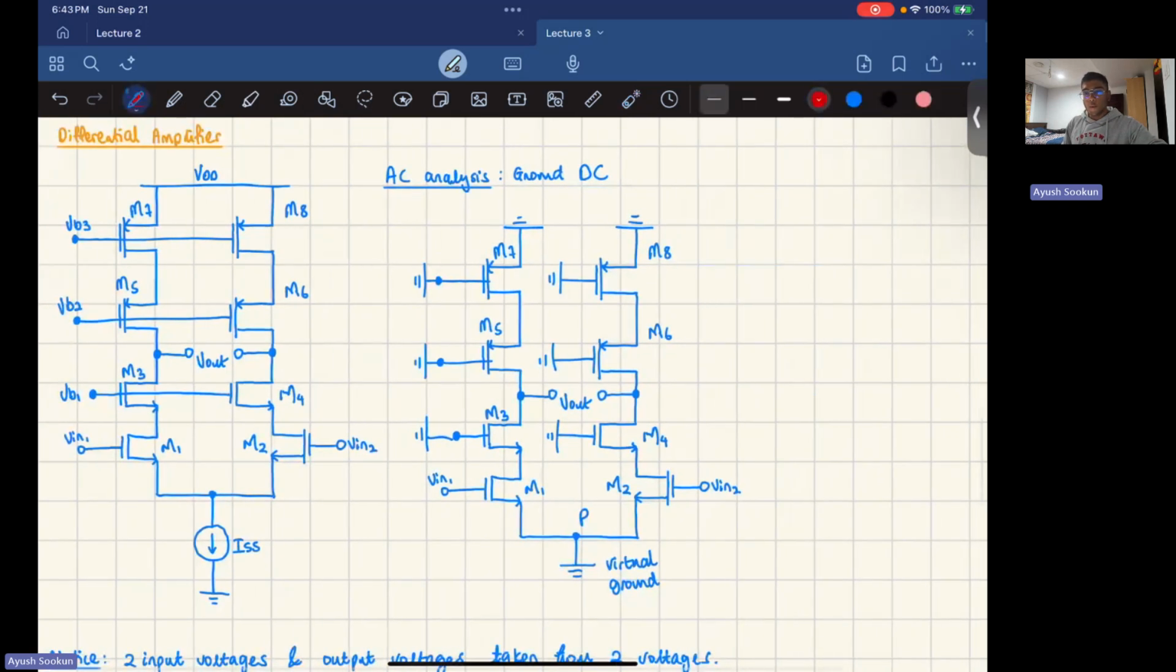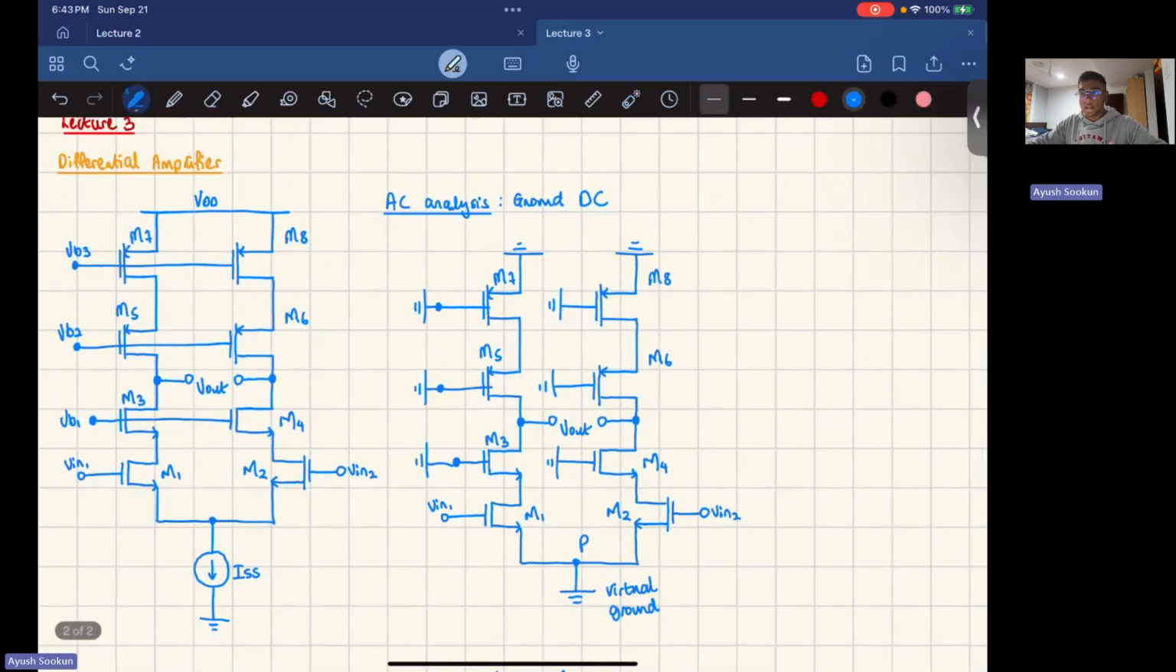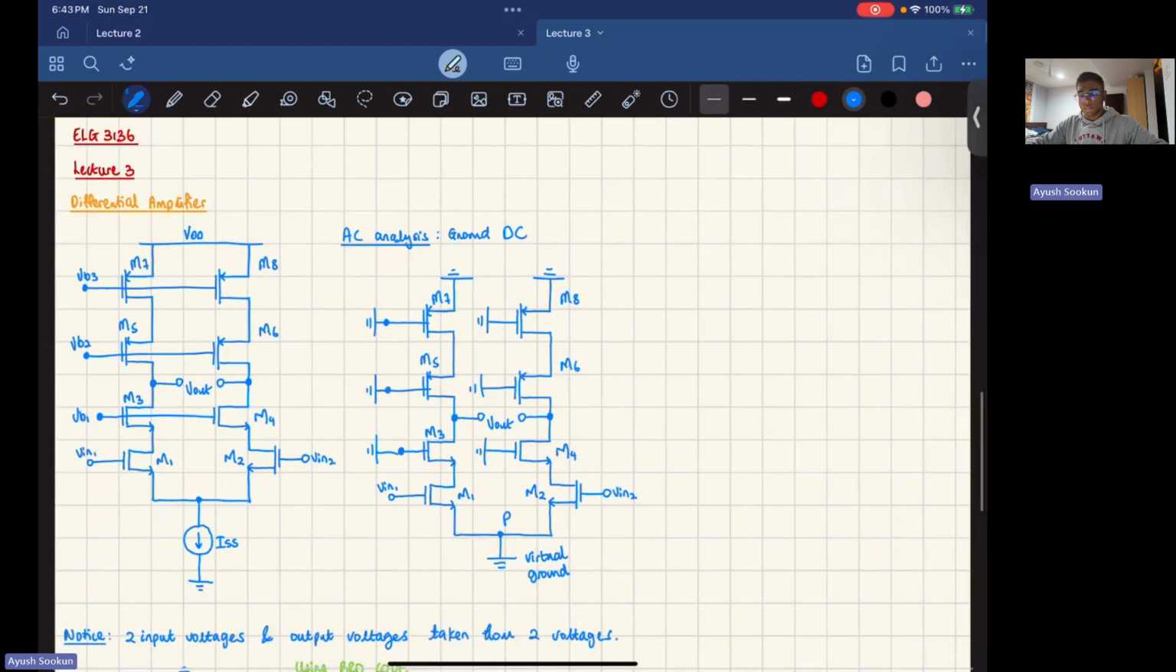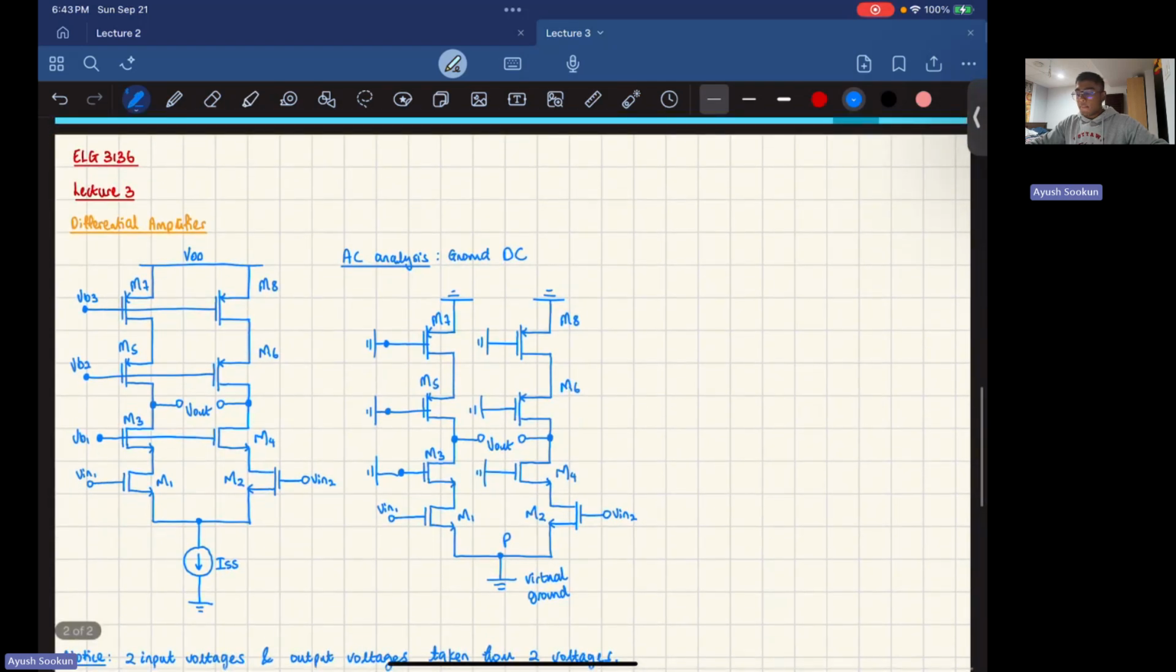Now, why do we have two input voltages and then two output voltages? To tell you in words, it is to get rid of the noise. Now, you might believe me, you might not believe me. However, I will show you the proof for that. And it's very important to understand proofs sometimes. I get it, it can be annoying when you're asked to do a proof on an exam. However, you can't really escape proofs.